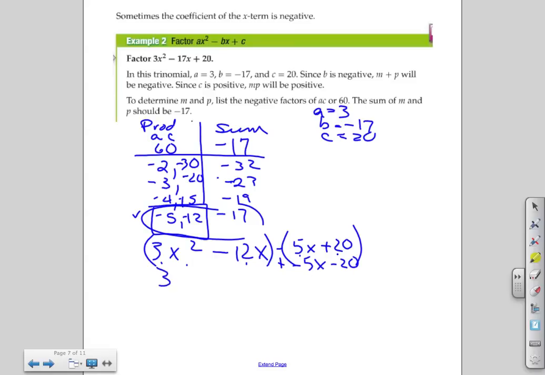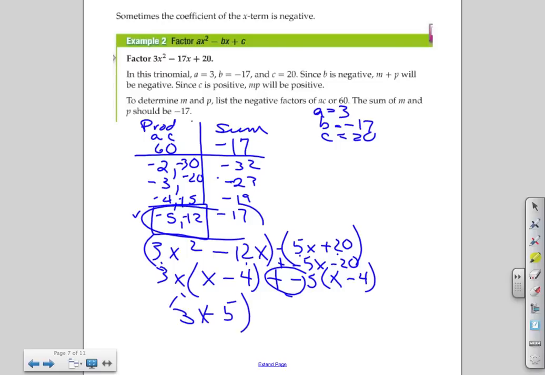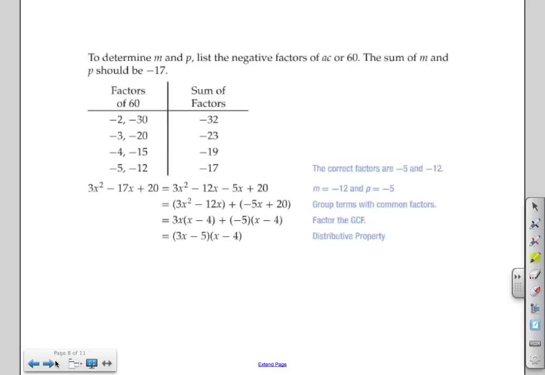All right, now we can pull our 3 out, and actually we can pull out a 3x, can't we? We'll pull out our 3x, and that leaves us x minus 4. Plus, what can we pull out here? We can pull out a negative 5, and that leaves us x minus 4. Okay, so this can change to just a minus now, right, guys? So we'll get 3x minus 5 times x minus 4. Everybody good with that?